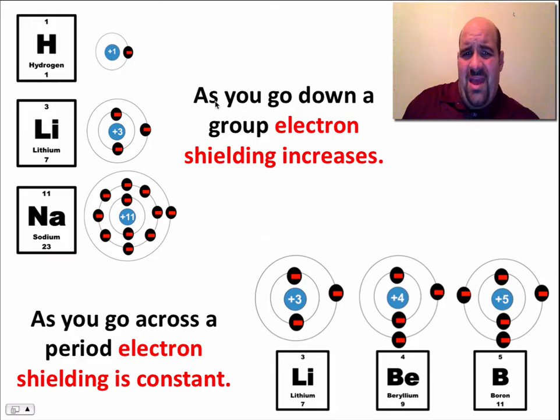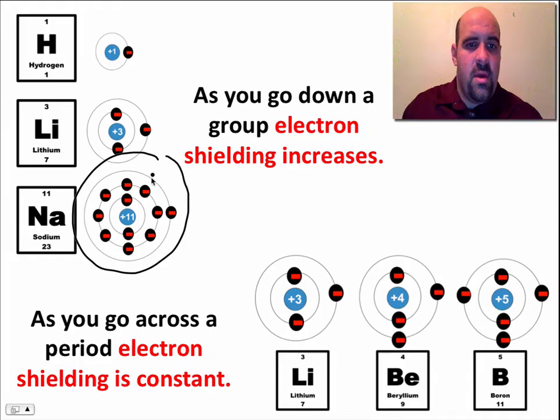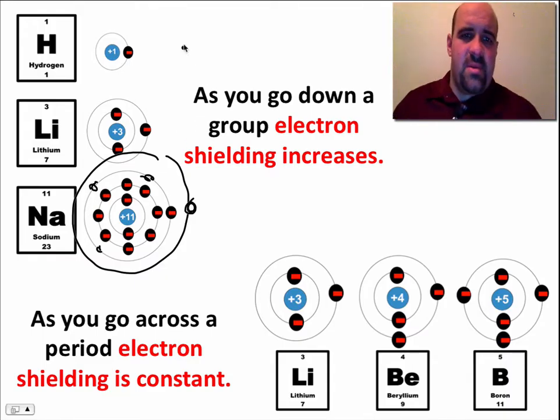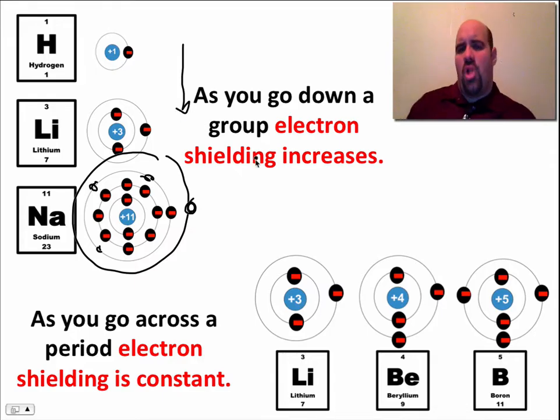So to summarize what we looked at, as you go down a group, electron shielding increases. There's more shielding, right? Because you have more energy levels. This electron right here is being shielded by 2 electrons inside of it. This one is being shielded by all 10 of these. And if you went down to potassium, there would be a whole other energy level, and this one would all be full, and this one lonely electron out here would be shielded by all of these. So as you go down a group, as you go down in the periodic table, electron shielding increases because the energy levels are increasing.